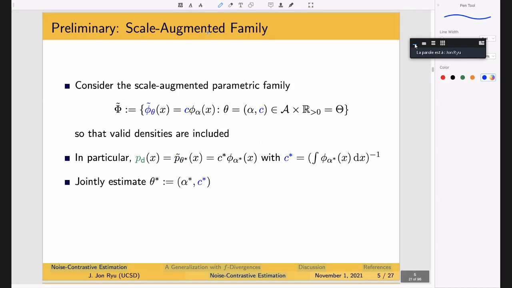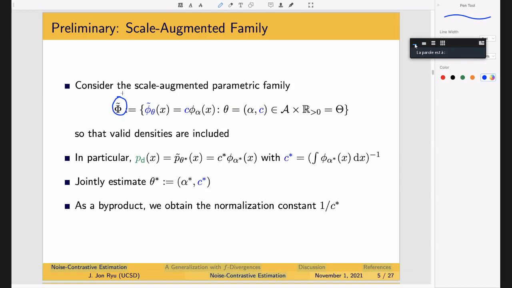So we are going to do the joint estimation of the parameter theta. I'm going to estimate alpha as well as c, right? As a byproduct, if successful, we can obtain the normalization constant 1 over c star from this approach, by augmenting this scale into the family. So I'm going to work on this phi tilde.